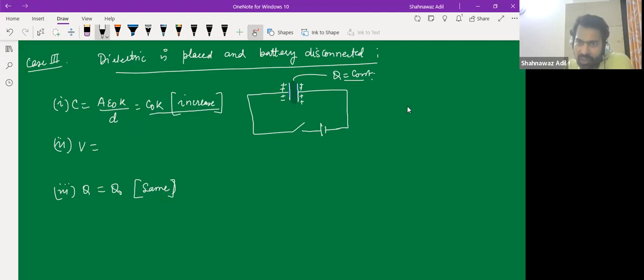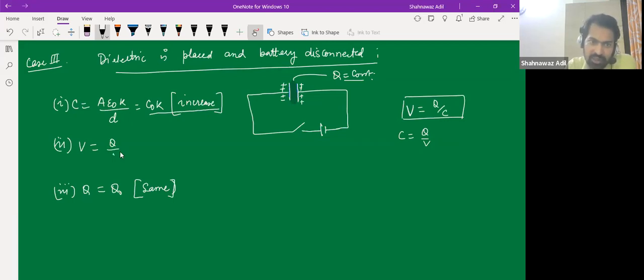So what is voltage? Voltage is, C is Q by V. So V is Q by C. Right. So this is Q by C. So Q is Q naught. C is C naught K. So this is V naught by K. So this is increased or decreased?